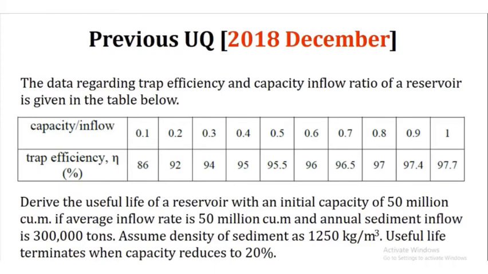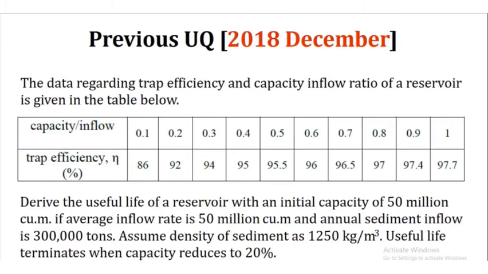The annual sediment inflow is expressed in tons, which can be related to kilogram, but we need all of this in a similar unit. So to convert it into volume, the density of the sediment is also given. Then what else is given? A relation between capacity inflow ratio and trap efficiency is given. Trap efficiency for different capacity inflow ratios is given.